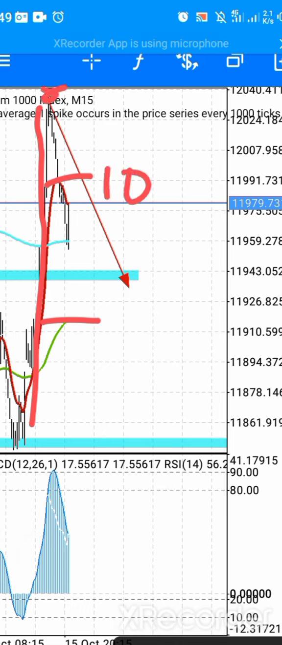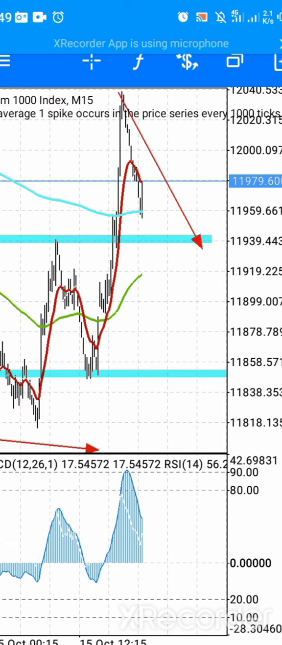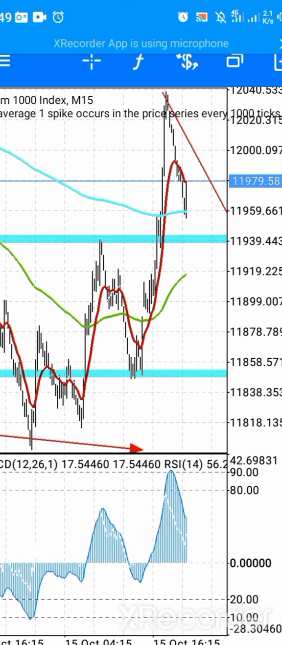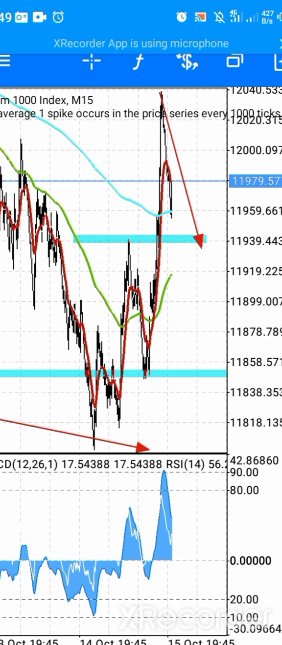So guys, this is the reason why I like to use the moving averages, because they give a lot of information in the market. Now, if you were trading a naked chart, which is also good to trade, you may not have had that information.